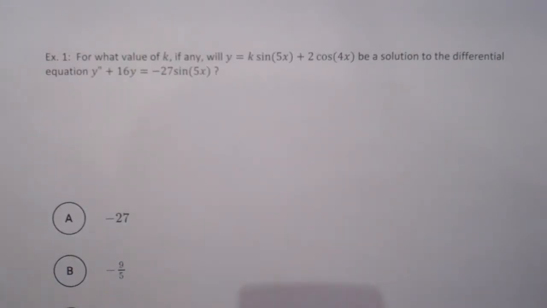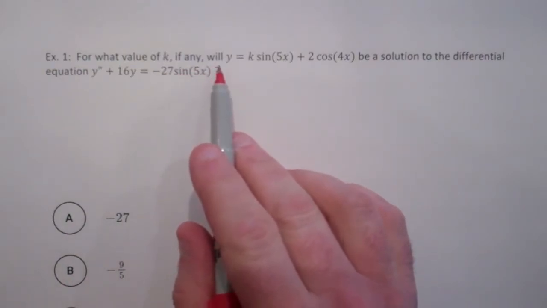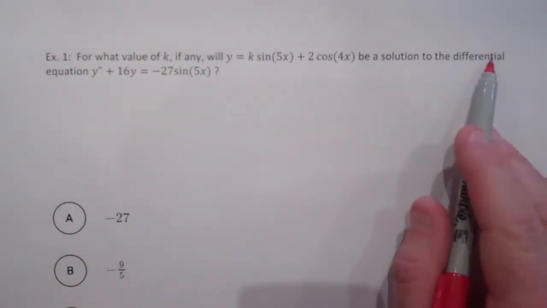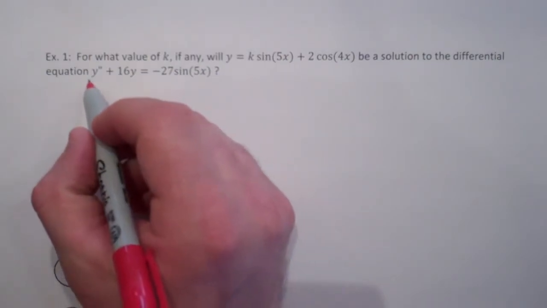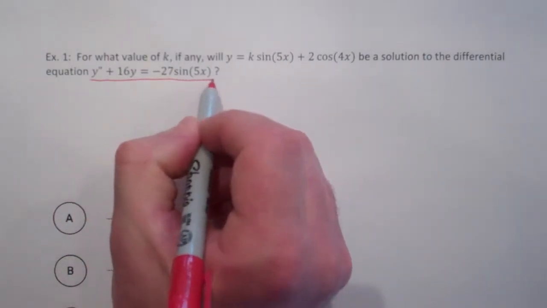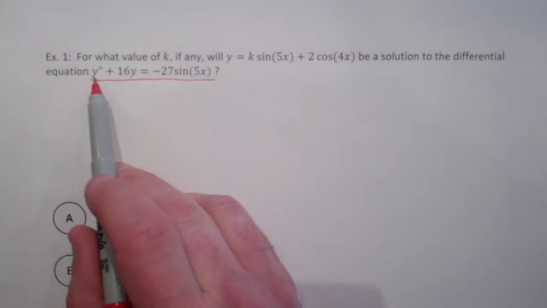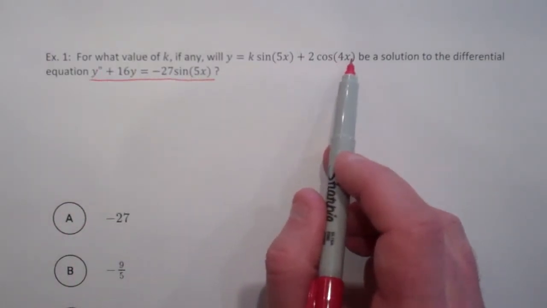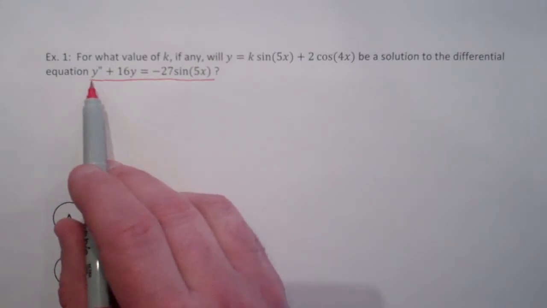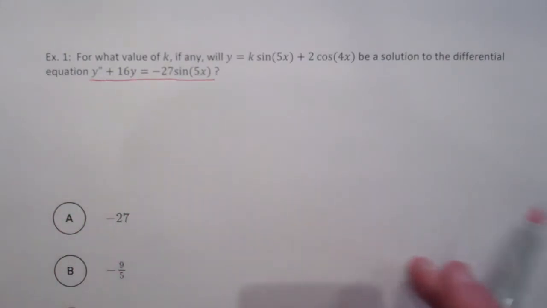This is example 1 from your myAP questions that are from the College Board. So in this example it says, for what value of k, if any, will this equation be a solution to the differential equation y double prime plus 16y is equal to negative 27 times the sine of 5x. So what we'll need to do here, folks, is find the second derivative of the original function. We'll substitute that in and see which value of k will make this true.